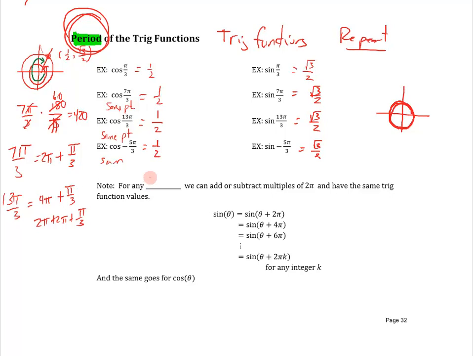Now for any of our trig functions, if we plug in an angle, we can add or subtract multiples of 2 pi, and we'll always get the same trig function value. So for example, if you plug in theta plus 2 pi, if you add 2 pi to theta, you get the same thing as sine of theta. If you added 4 pi to theta, you get the same thing as sine of theta. And no matter how many integers you plug in and you keep adding those rotations, you're going to still end up at the same point, so you're going to get the same trig function value. Same thing goes for cosine of theta.